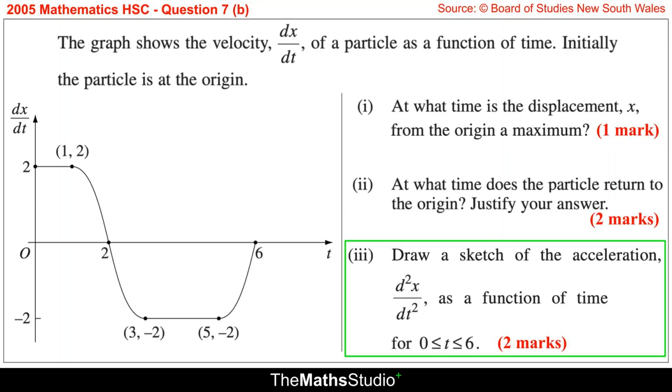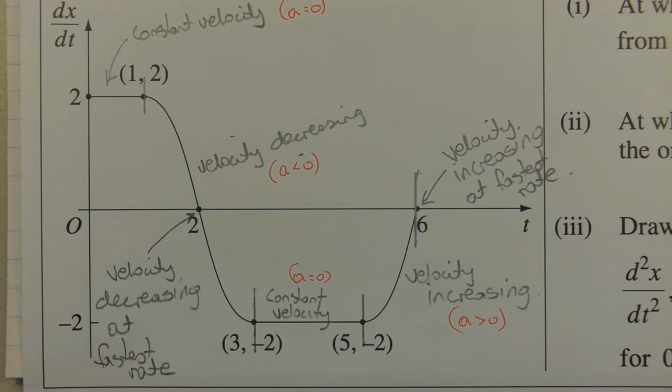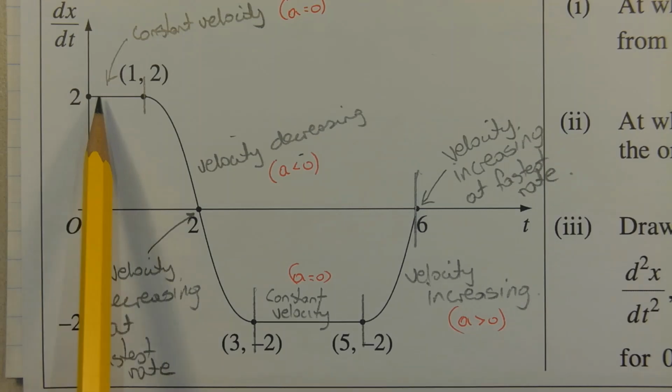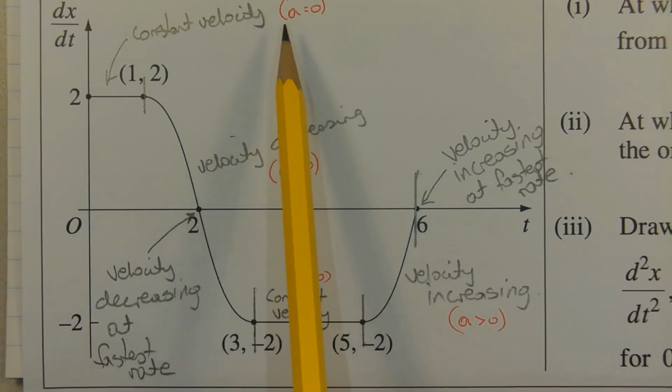Part 3. Draw a sketch of the acceleration d squared x over dt squared as a function of time for t greater than or equal to 0 and less than or equal to 6. Acceleration is the rate of change of velocity with respect to time. Analysing the velocity graph, we can see that from time t equals 0 to t equals 1, the velocity is constant, which means the acceleration is 0.